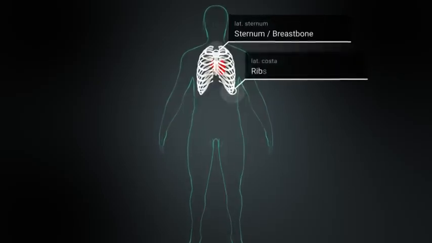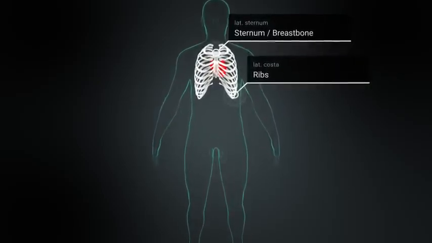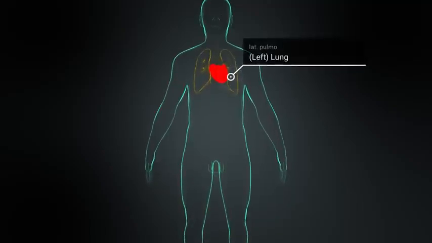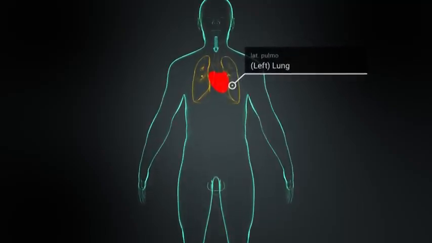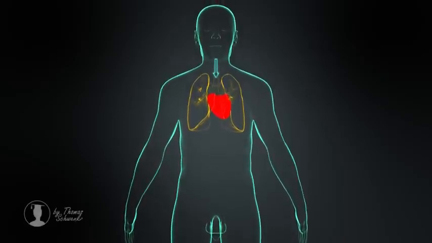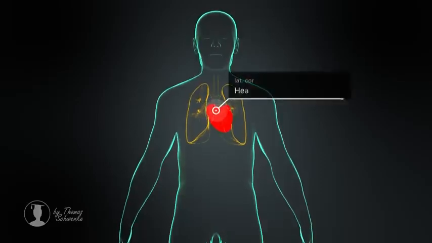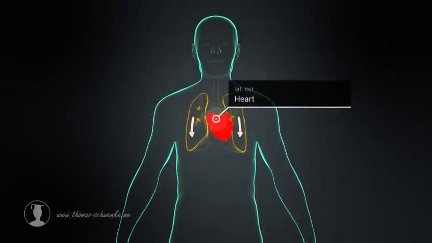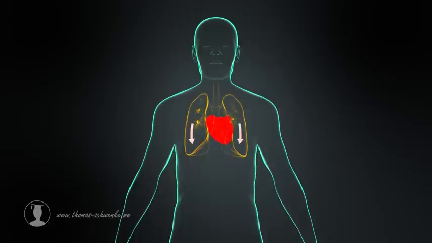The human heart lies well protected in the chest behind the ribs and sternum. To the left and right are the lungs, which absorb oxygen from the air we breathe. The heart's task is to pump oxygen-poor blood through the lungs and then transport the oxygen-rich blood coming from the lungs into the rest of the body.